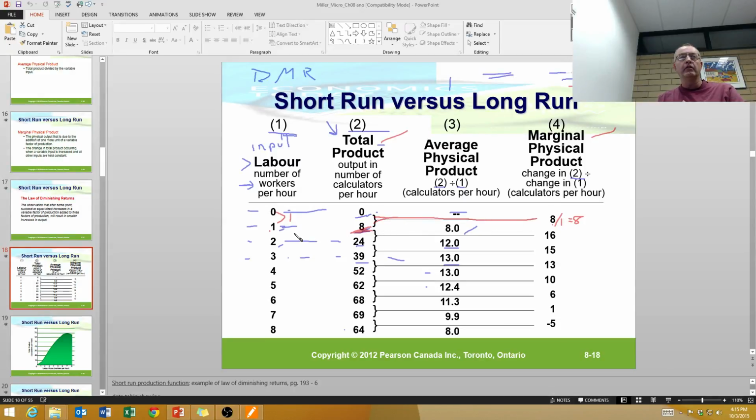Okay, and then we hire our second worker, and our level of output increases by 16 units. So that's 24 minus 8, that's 16. And how many extra workers did we hire? Well, we hired 1 extra worker, so that's 16 divided by 1 equals 16. Then we hire our third worker. Our total output increases by 15, so 39 minus 24 is 15. How many workers did we hire?